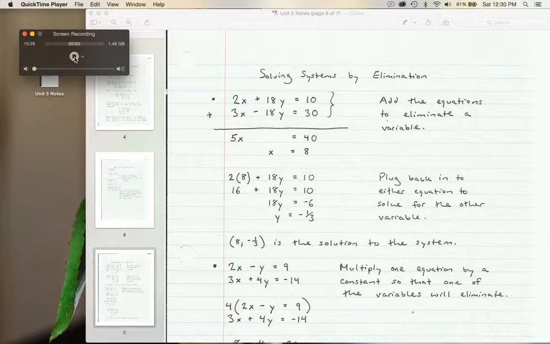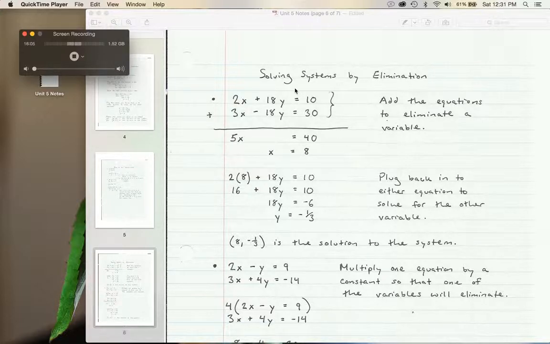There is one more method that we can use to solve a system of equations, and this method is called elimination. Elimination is related to the substitution method because part of it works the same way, but it's kind of a little bit of a shortcut to get to the final substitution part. To show you what I mean, let's have a look at an example here. I have 2x plus 18y equals 10 and 3x minus 18y equals 30.